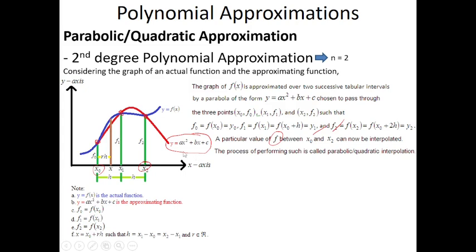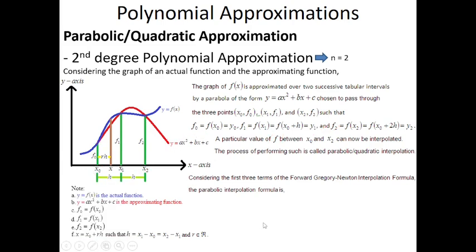So the process now of performing such is called parabolic or quadratic interpolation. Okay, so considering the first three terms of the forward Gregory Newton interpolation formula, we consider here the first three terms of the forward Gregory Newton interpolation formula. So the parabolic interpolation formula is now this. Okay? So up to delta squared f sub 0 only.